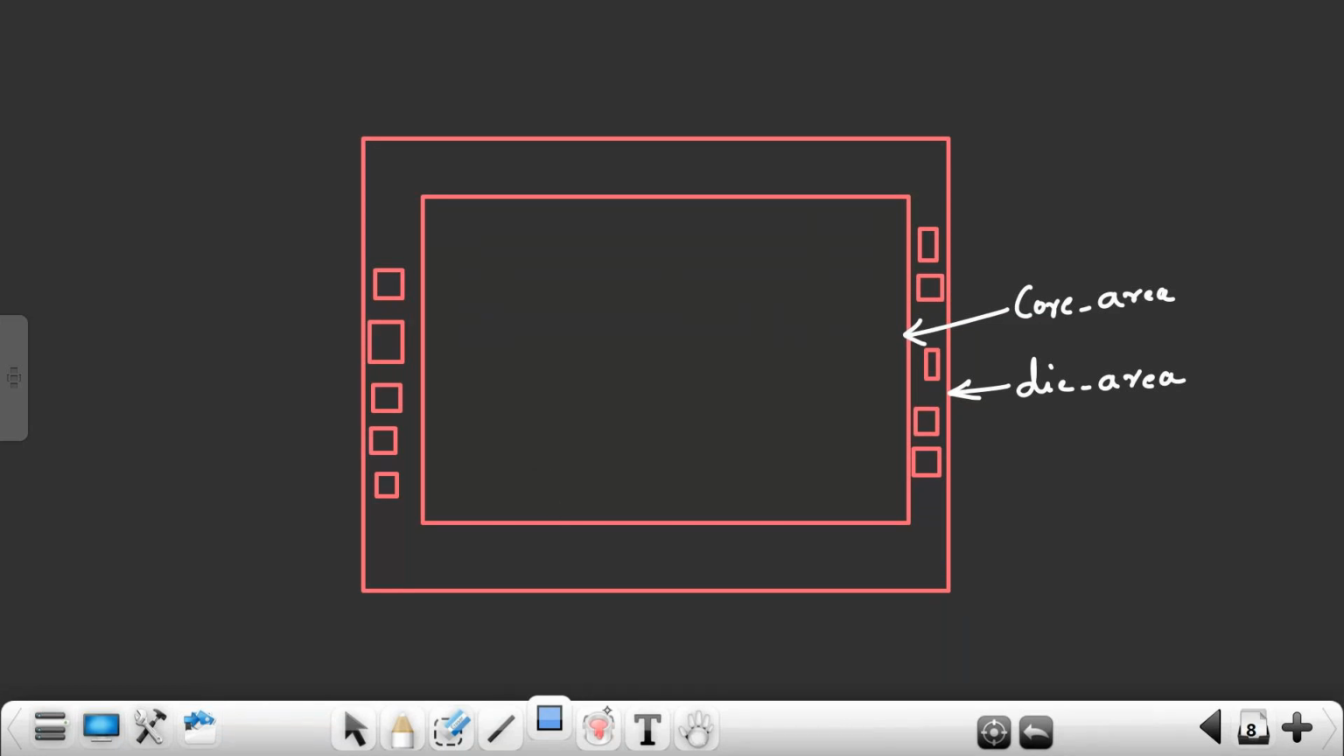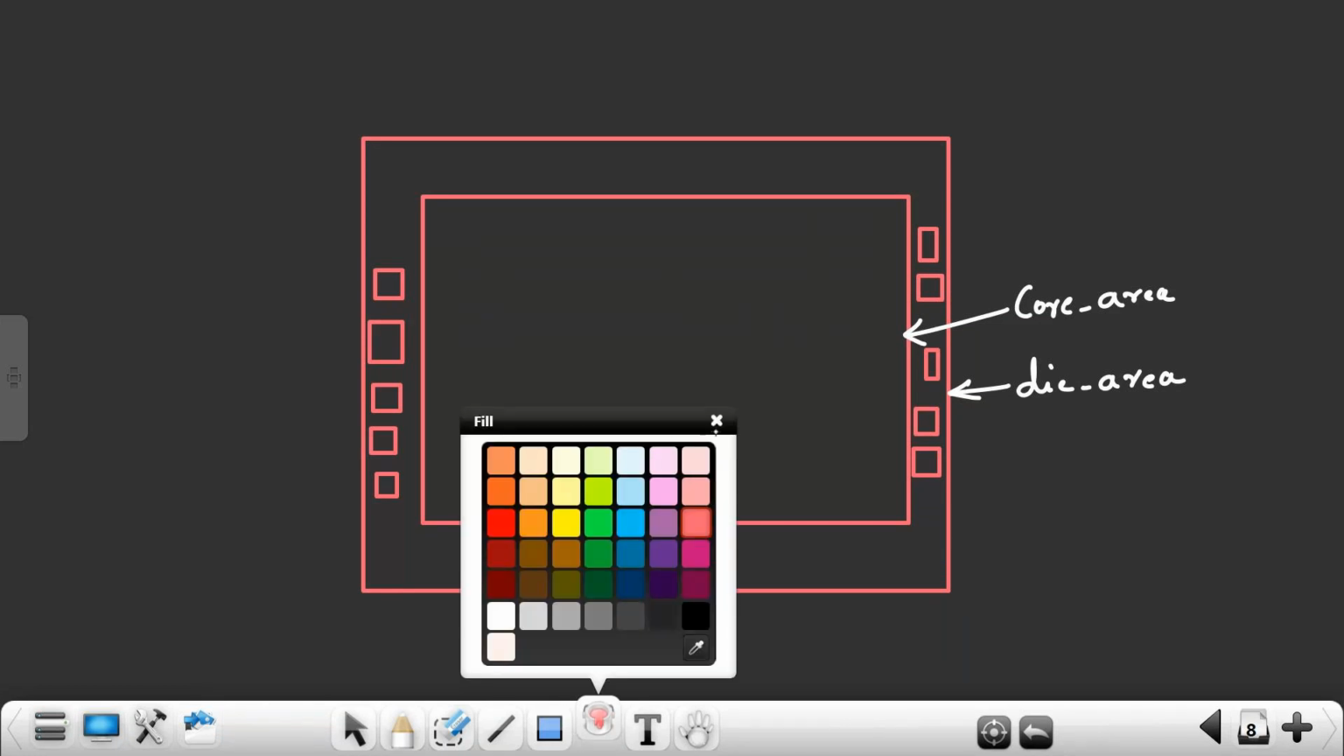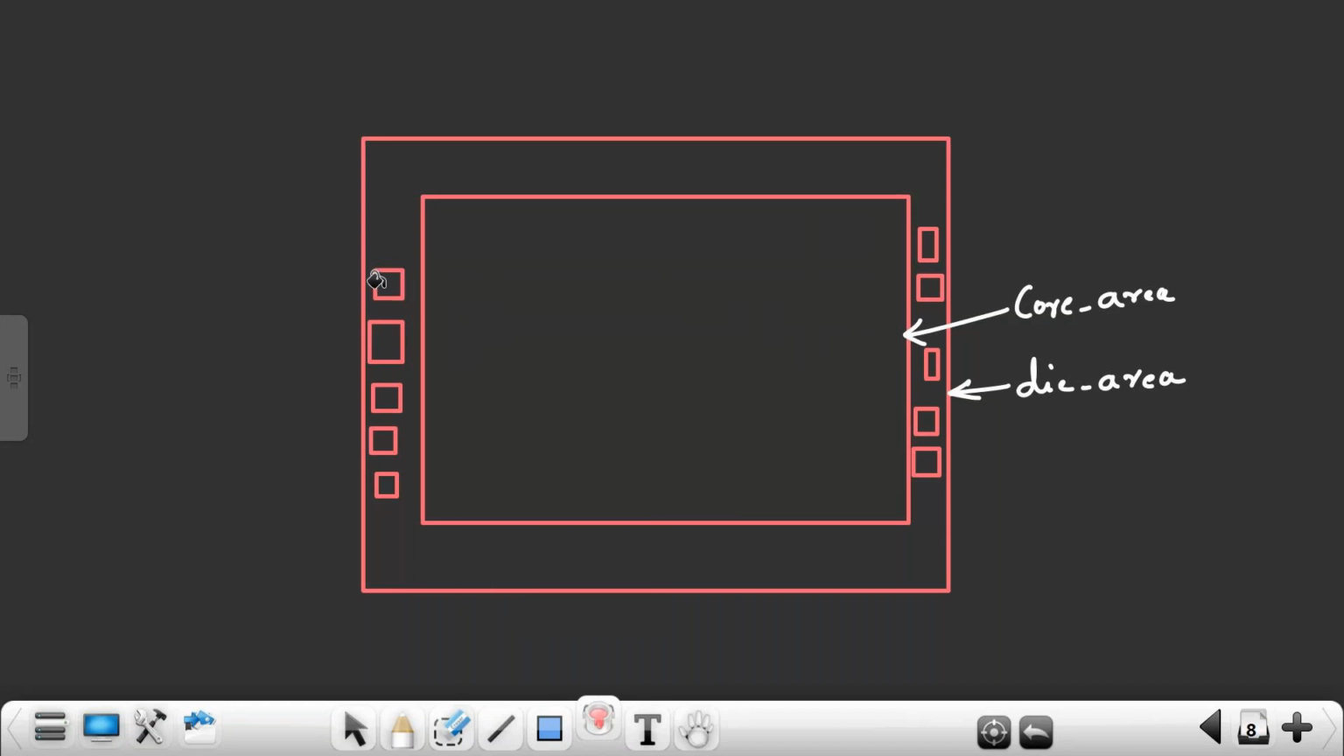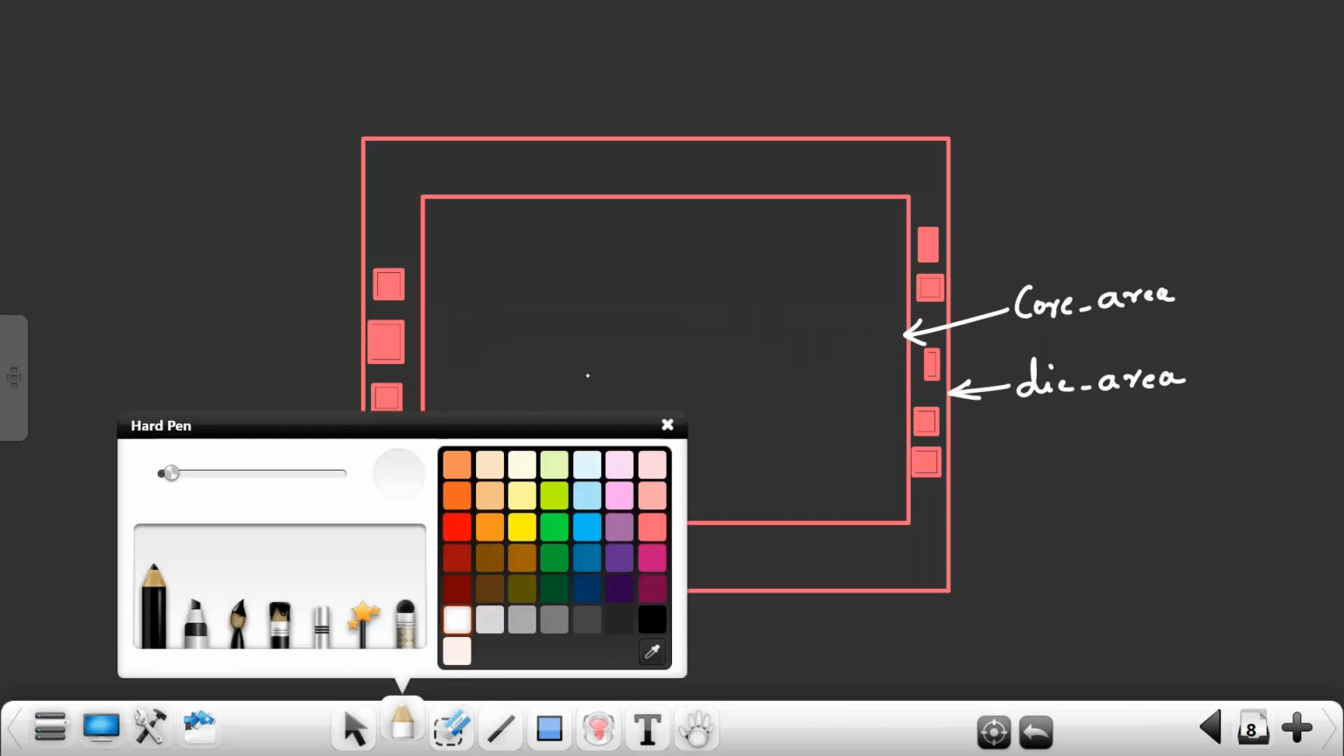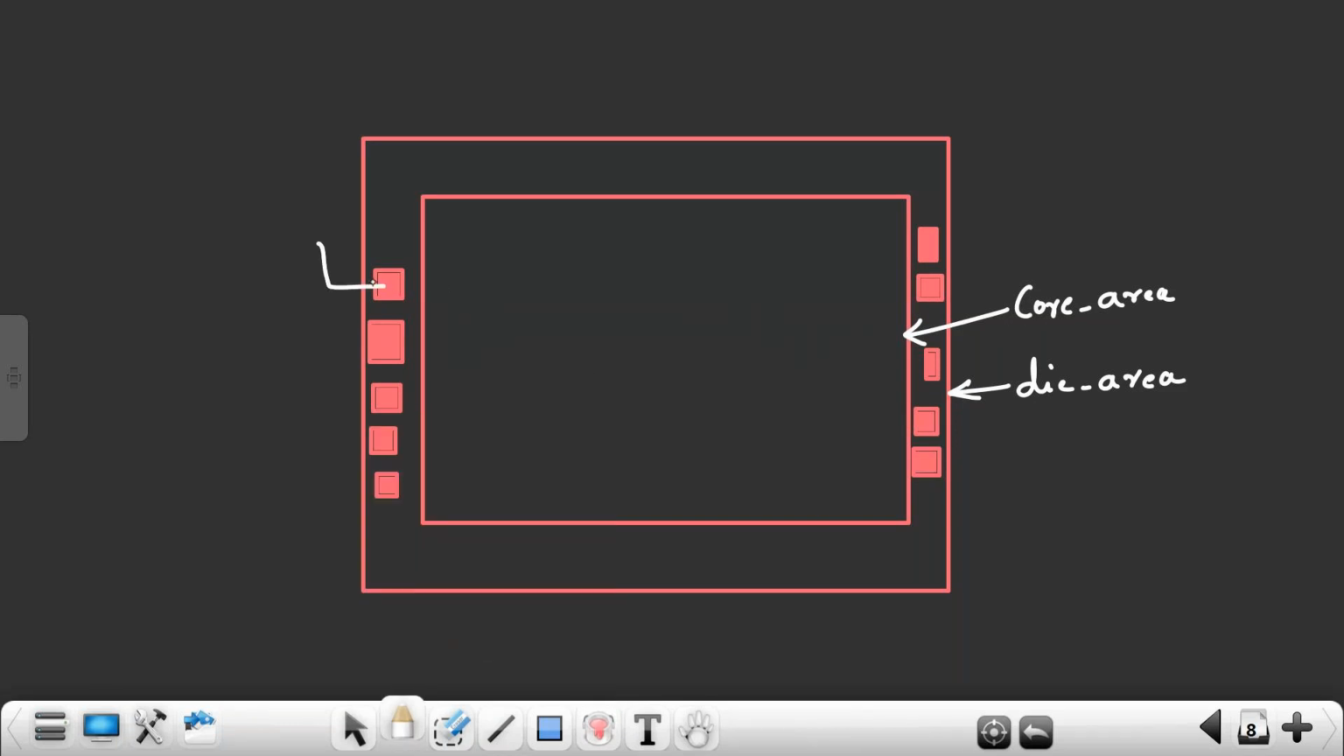So these are all the ports. Ports are just metal layers. I will take the signal into the block through input ports, and I will take signal outside the block through output ports. So you have to plan where to place input ports.